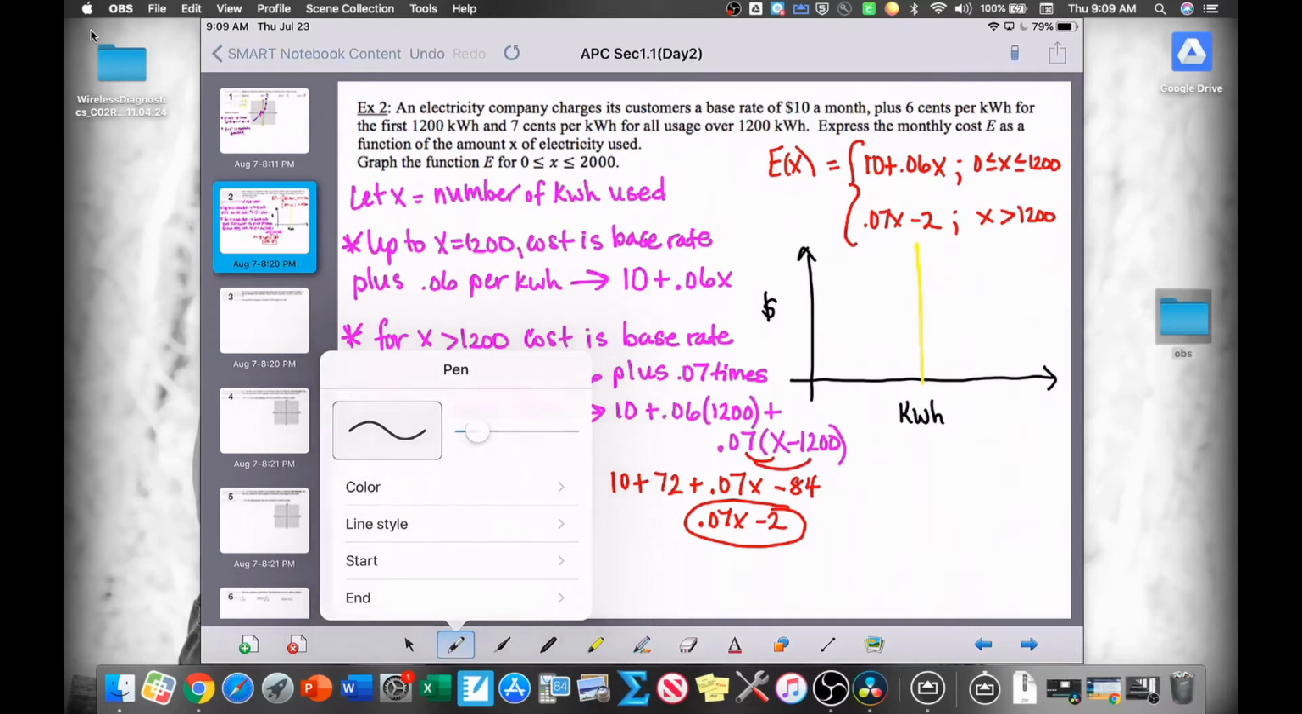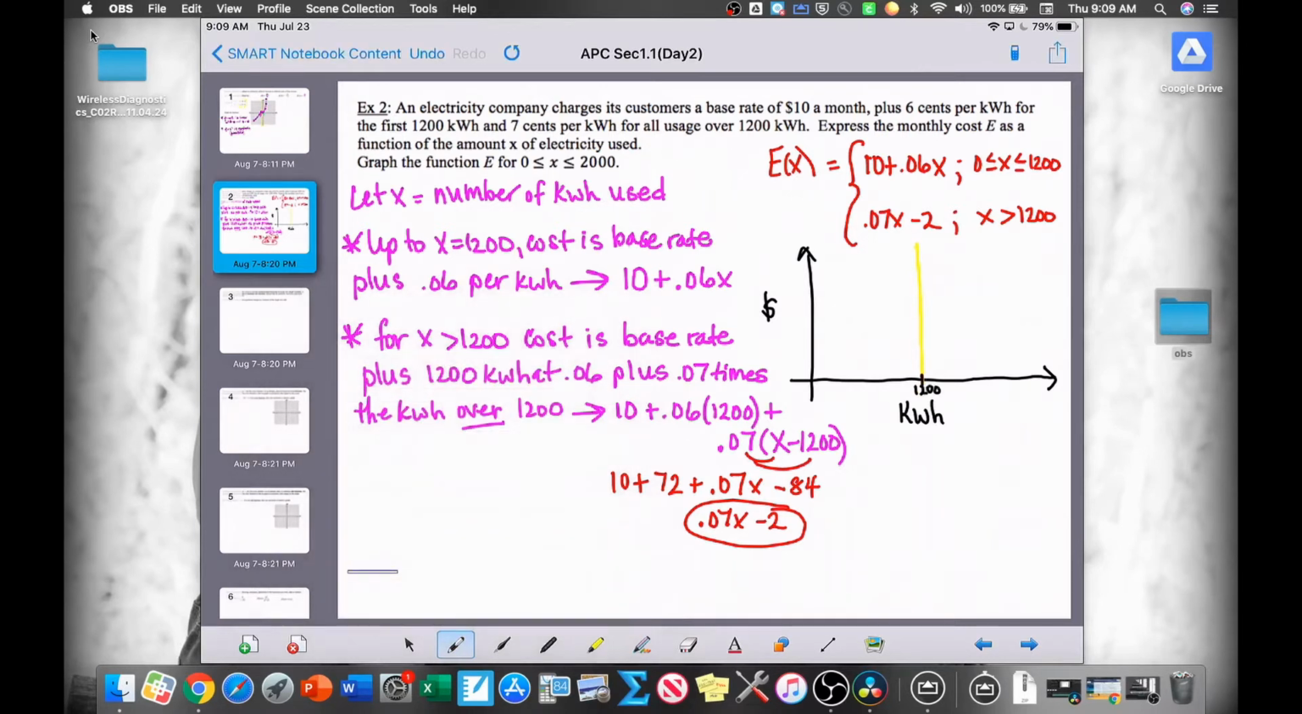So right here on my graph, I'm going to say that this point is 1,200 kilowatt hours. And I know that my first equation is going to live on the left side of that line, and my second equation is going to live on the right side of that line. And I know that my first equation, the 10 plus 0.06x, has a y-intercept of 10. So I'm just going to say right here, this is 10, okay? And it's a linear function, so it's going to make a straight line. And I know that this point right here where my two functions both hit that x equals 1,200, it's going to be a shared point.